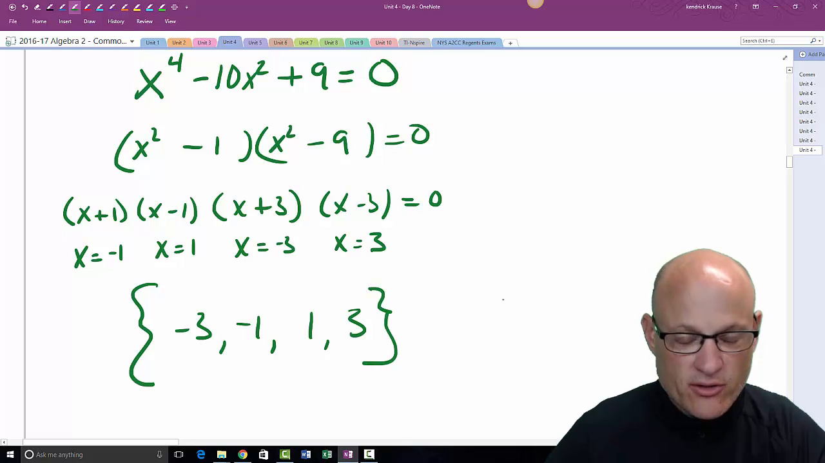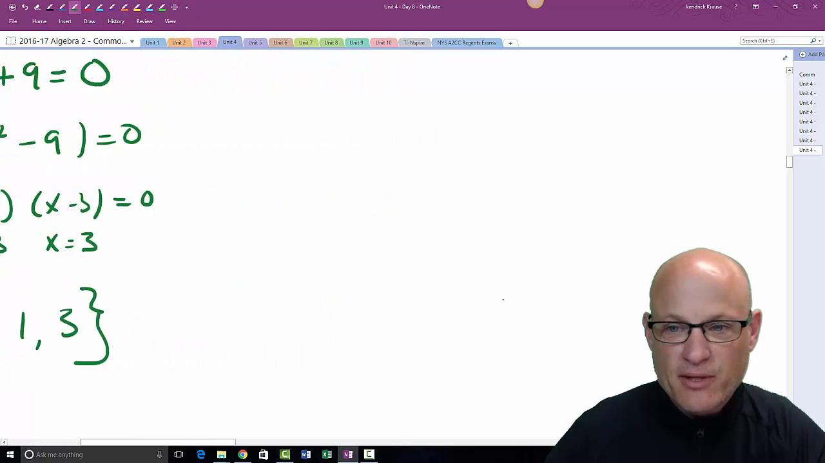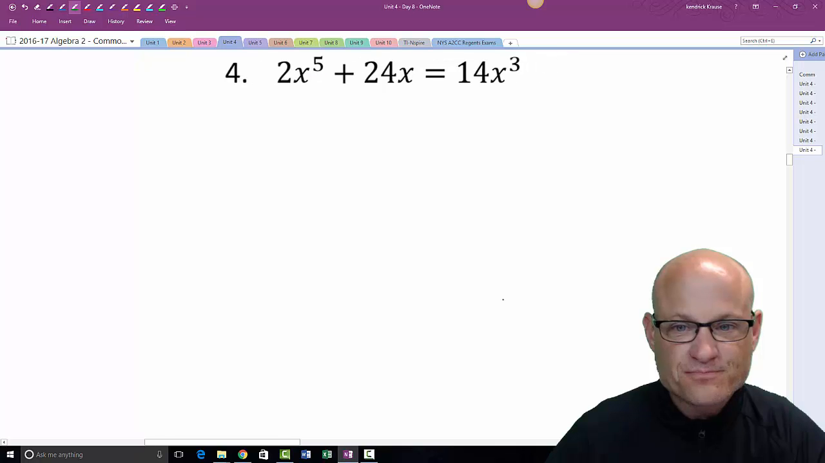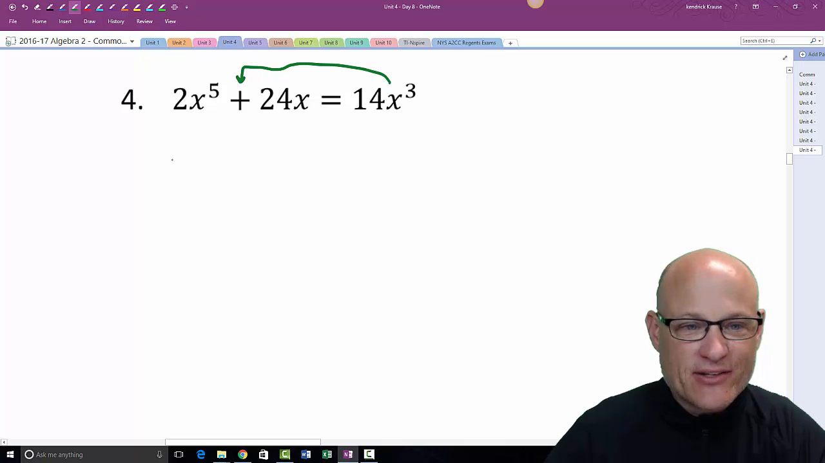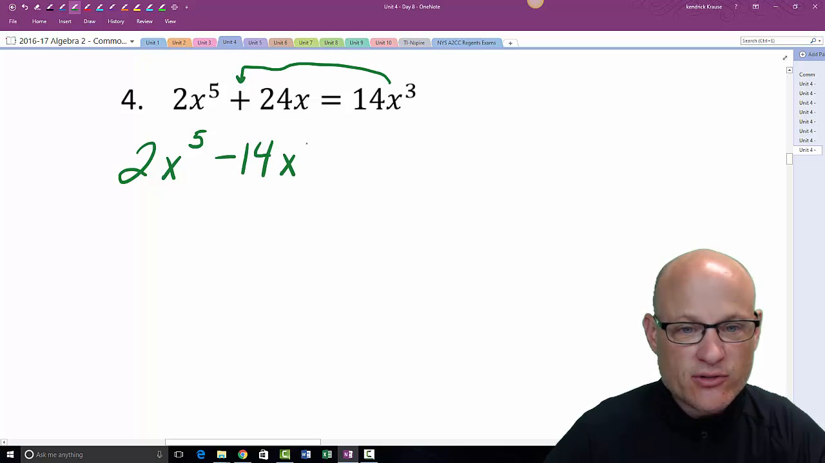Again, you don't need to put those all necessarily in order. I didn't on the last problem, but it kind of looks nice. All right, so I'm going to bring this cube over. Now, a cube would go right in between here as well, and it's going to get a sign change. So 2x to the 5th minus 14x cubed plus 24x equals 0.